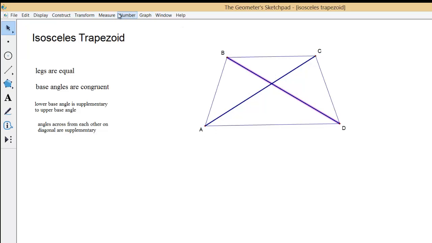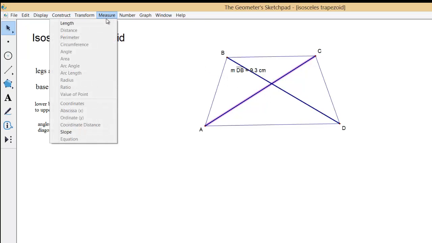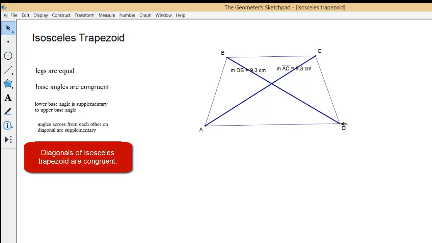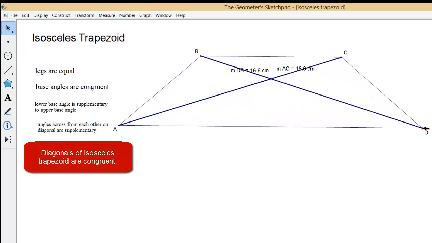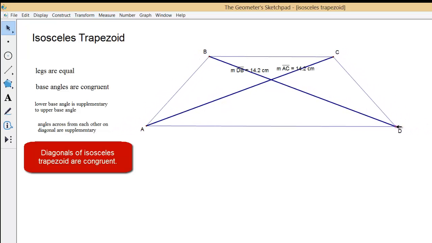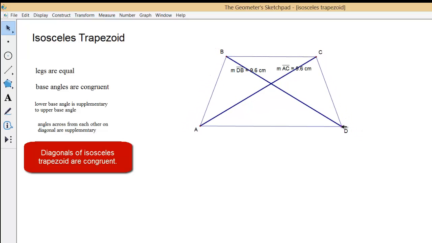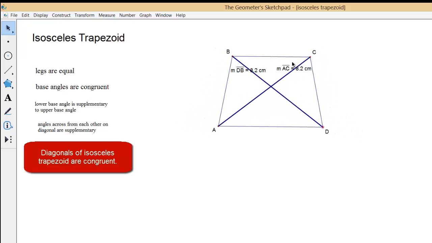If we measure this one, we can see that it measures 9.3. And then if we measure this other one, we can see that it measures 9.3 as well, AC. So the diagonals of an isosceles trapezoid are congruent. If we change our appearance, they continue to be congruent.